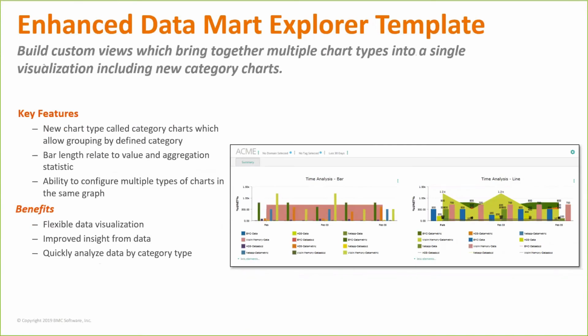The next update, or I guess this is technically 2 updates that we provided in the Data Mart Explorer template, were really around the creation of a new chart type called the category chart. This is kind of like a pivot table where you have the ability to aggregate one dimension and then see the performance and relative size of that dimension over time. So this was specifically requested by a number of customers for the ability to really show 3 different data points at the same time. The second area of focus here was around the ability to bring in multiple types of charts into the same graph.